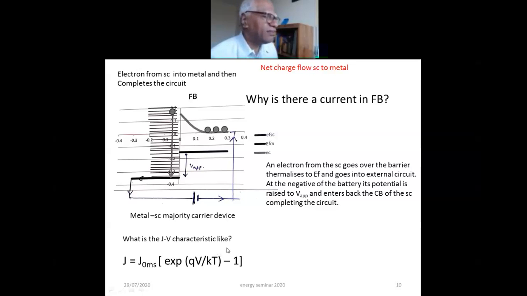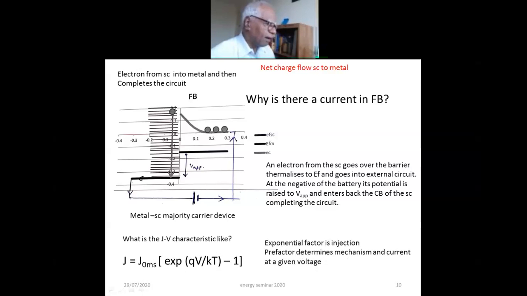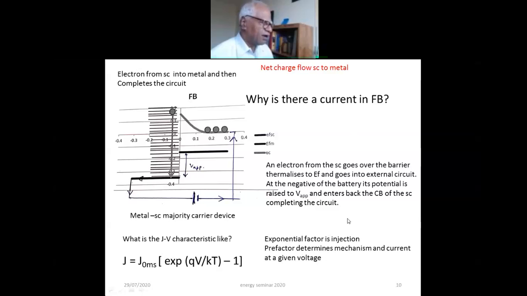This is just an injection term. I want to emphasize this. So the exponential factor is just injection. The pre-factor, that is J naught, determines the mechanism and the current at a given voltage. Because e to the QV by KT will be the same whenever you have a barrier. That's just a fixed number at a given voltage. But J naught can change from material to material.